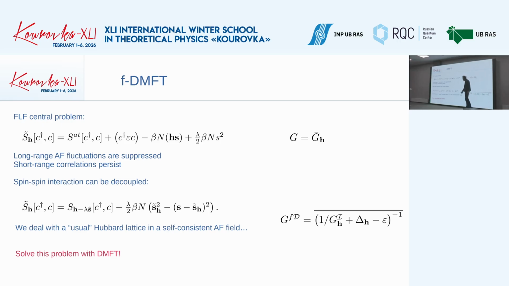After this, what we have is the usual normal Hubbard model at each h. The only difference is that this Hubbard model is subjected to a self-consistent external field. So this is H minus lambda S tilde. So what you do is DMFT, but you self-consistently find not only delta, not only the hybridization function, but also the field acting on the system. And you should do it for each value of h. Good.